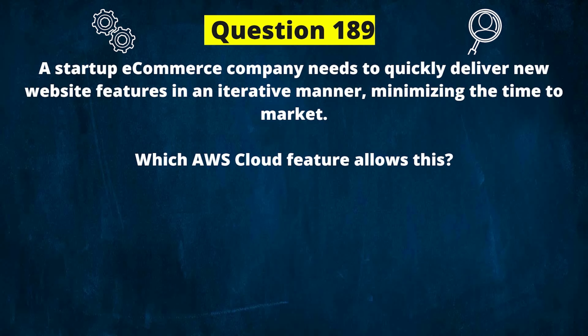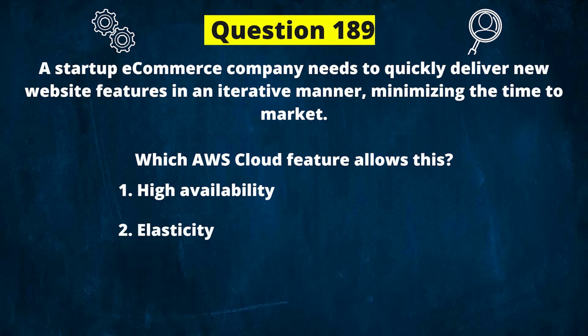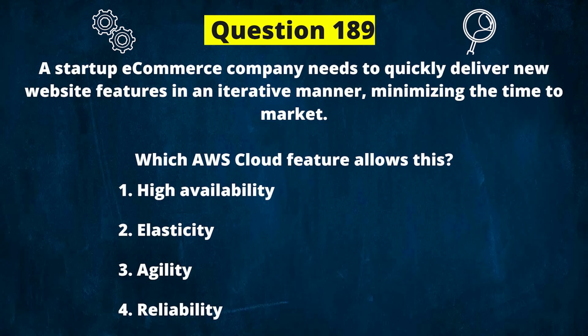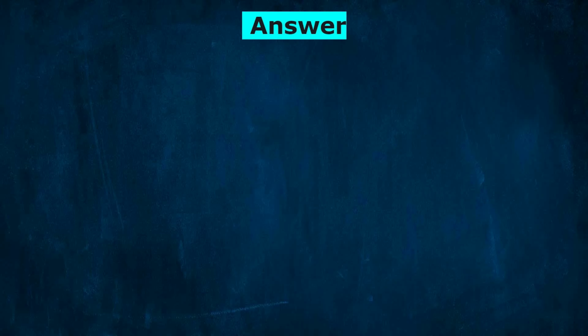Next question. A startup e-commerce company needs to quickly deliver new website features in an iterative manner, minimizing the time to market. Which AWS cloud feature allows this? Now the options are: Option 1, high availability. Option 2, elasticity. Option 3, agility. Option 4, reliability. And the correct answer is Option 3, agility.